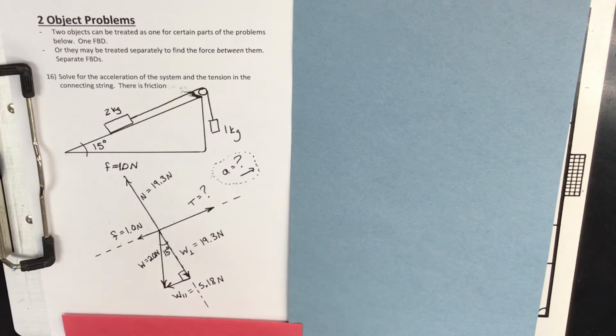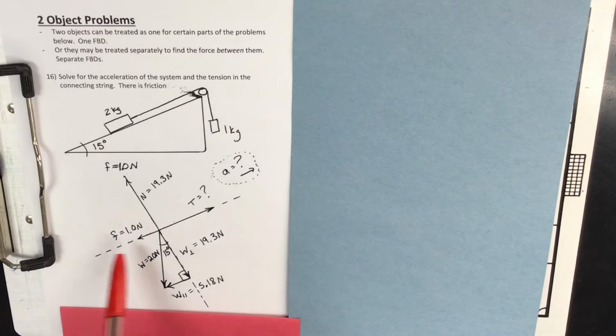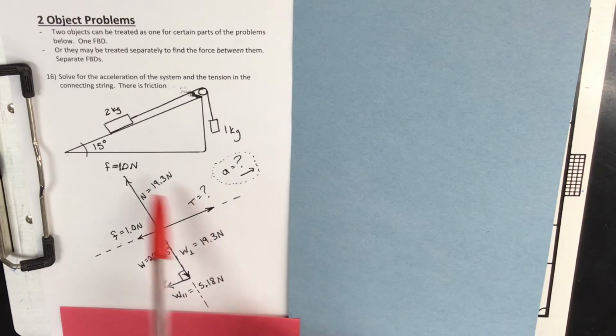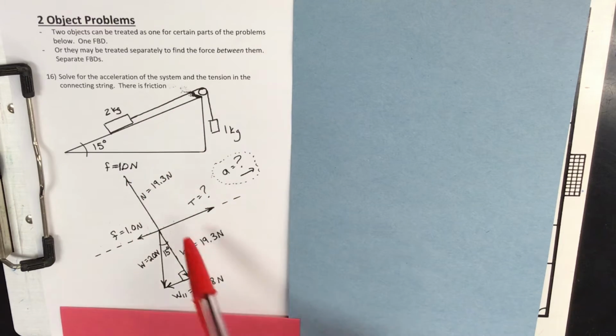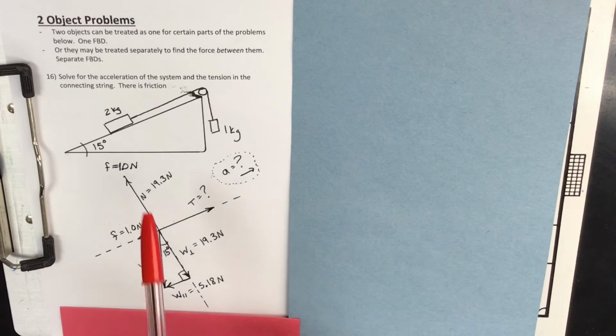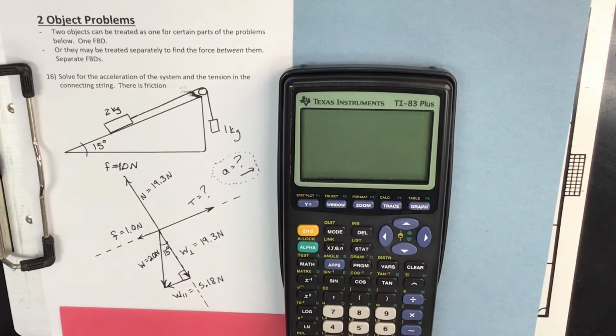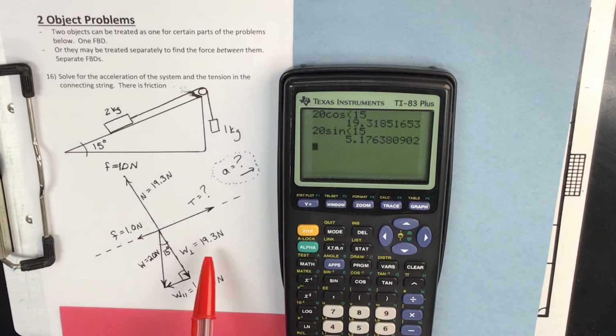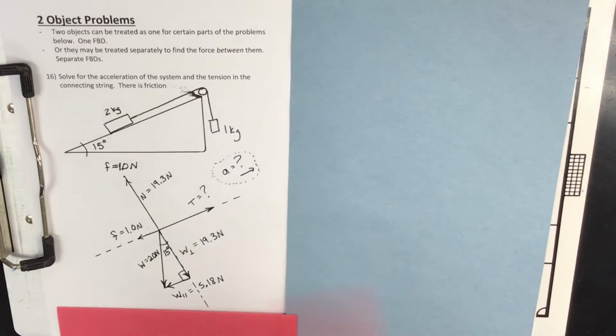And so same thing, free body diagram. Get used to drawing these free body diagrams. The parallel to the incline, perpendicular to the incline, draw those, carefully draw them, make sure that they match your diagram. This is supposed to represent that object. Free body diagram shows the forces acting on it. So the weight down, and then again, same thing, you're going to take the 20 newtons times the cosine of 15 degrees and the 20 newtons times the sine of 15 degrees. Get the two values, 5.18 newtons and 19.3 newtons perpendicular.